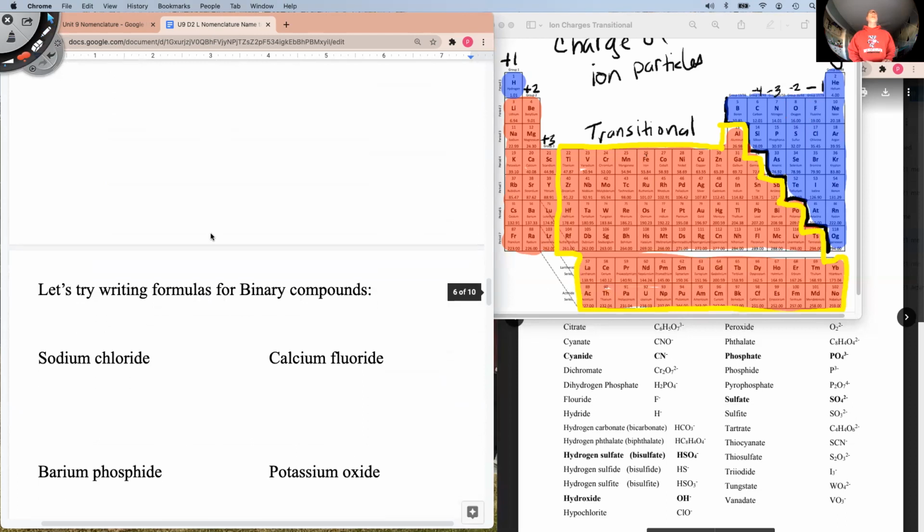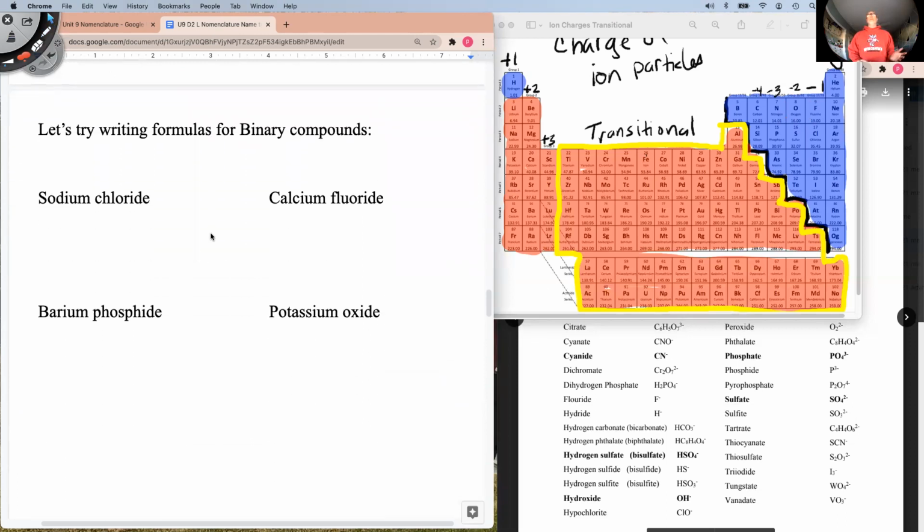So we're going to try to write some formulas right now. If you get stuck or confused, see me during class, or I suggest you rewatch the video because this is very straightforward. When figuring this out, you just have to find the pattern. So let's try and write some formulas.